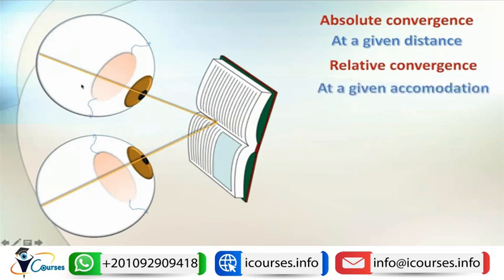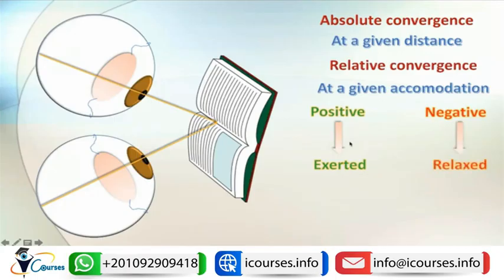And in such a condition, this is called a positive convergence, because the lens is exerting accommodation and the eyes are turning inward, so there will be a convergence exerted in relation to the accommodation exerted. On the other hand, if the book is located away from the eye so that the accommodation is relaxed, it will be a negative convergence, because the convergence is relaxed and the eyes are slightly divergent.